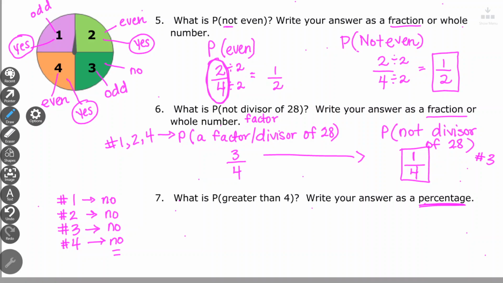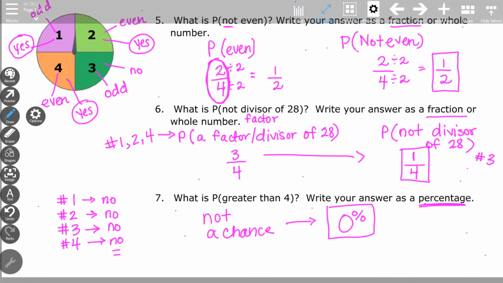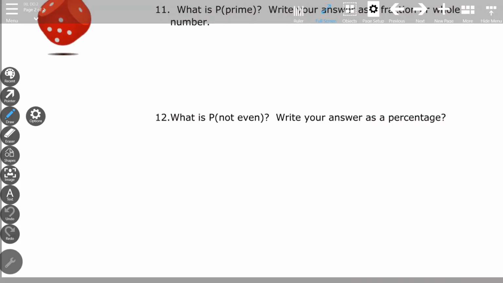So, what is the probability of spinning a number greater than 4? Well, there's not a chance that you would spin a number that is greater than 4. So they want to know the answer in a percent. So that would be 0%. 0% would be the answer to number 7. All right, so let's move on to number 8.